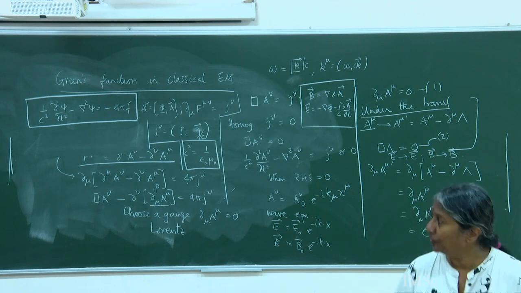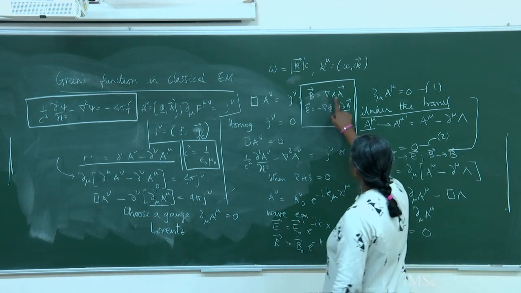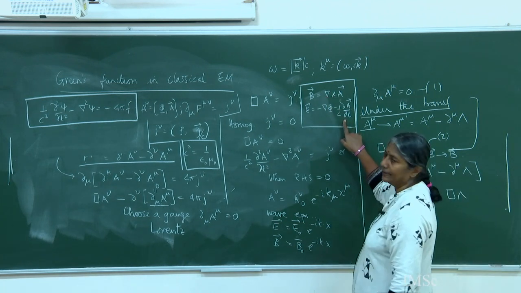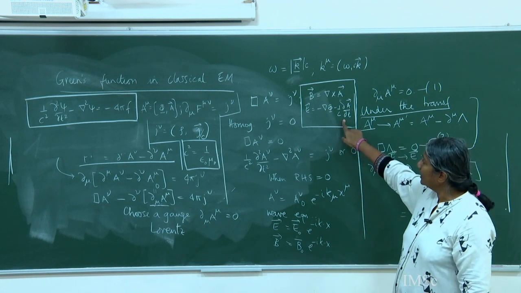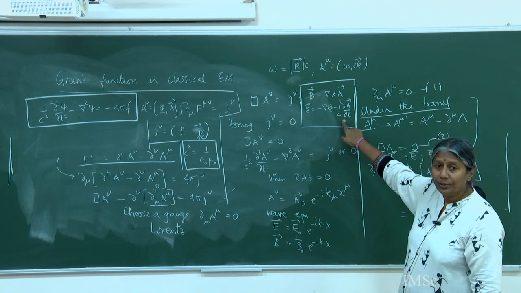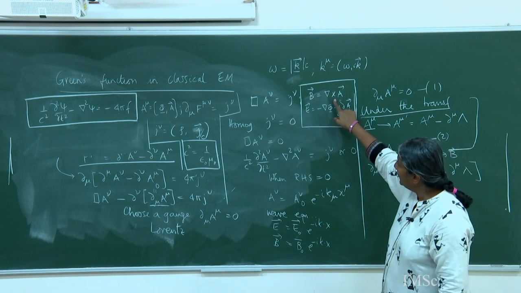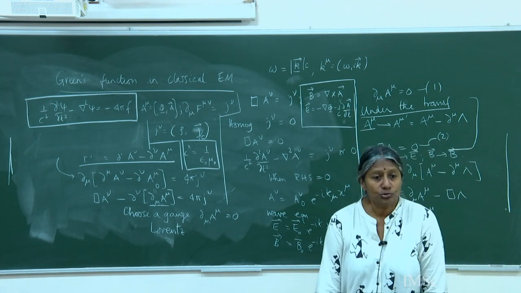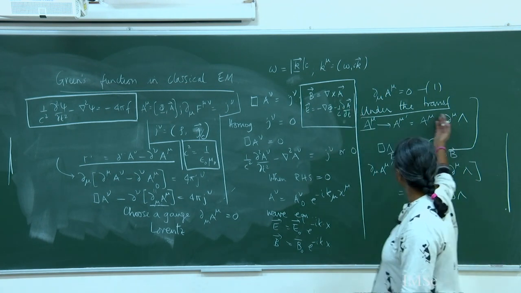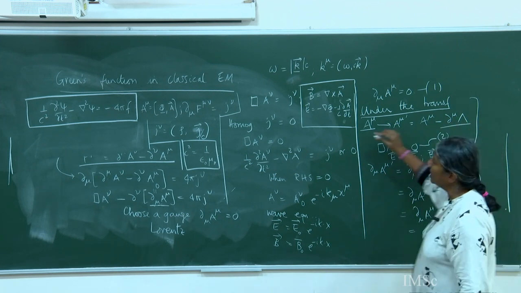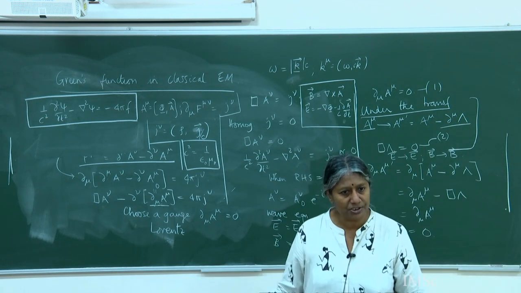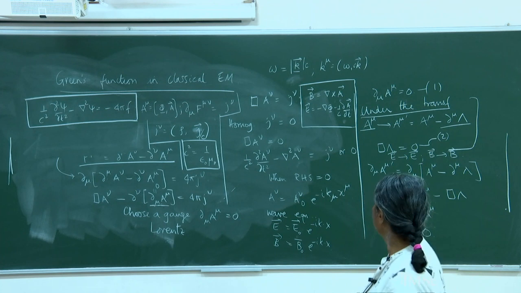The fields are related to derivatives, right? Del cross and del and d by dt. E is not related to A or phi, it is related to derivatives of A and phi. Similarly, B is related to derivatives of A and phi. So I can always add to A certain terms, this is the term, such that the physical E and B fields do not change. This is called a gauge transformation.